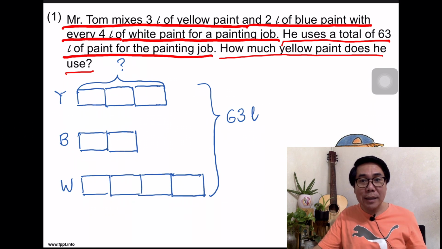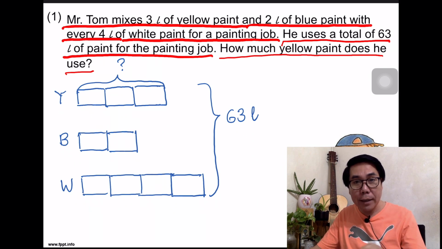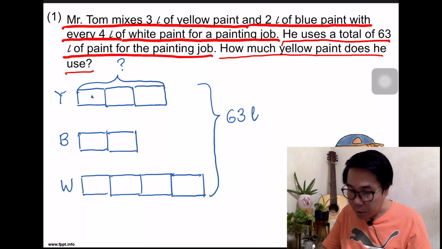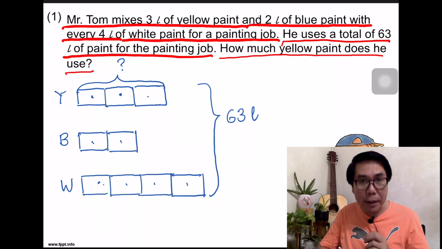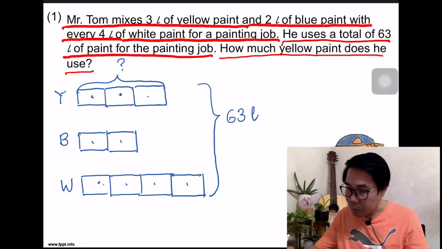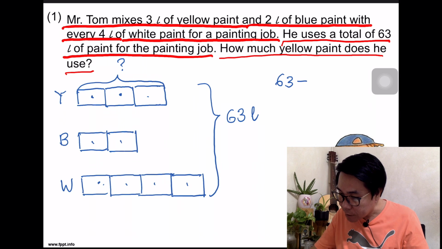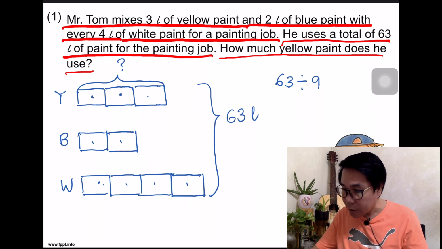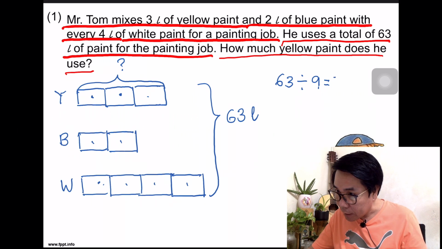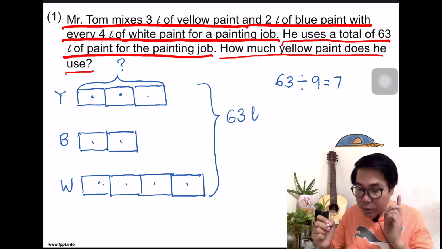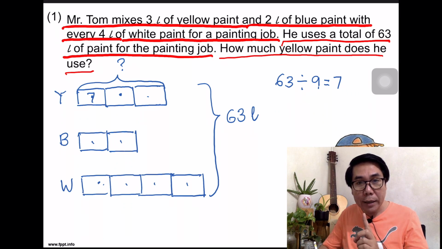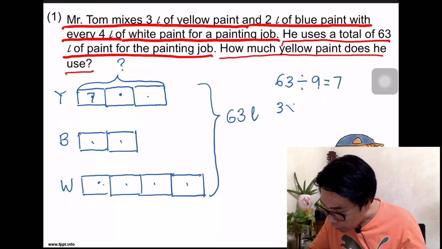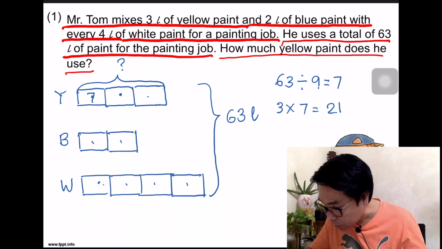Okay, so if you can see, there are 63 liters, and the 63 liters is made up of 1, 2, 3, 4, 5, 6, 7, 8, 9 units. So to get 1 unit, we have to divide 63 by 9. Okay, so our target is to get 1 unit first. So 63 divided by 9 is equal to 7. So 1 unit is 7. So that means this is 7. So for yellow, there are 3 units. So 3 times 7 is equal to 21.